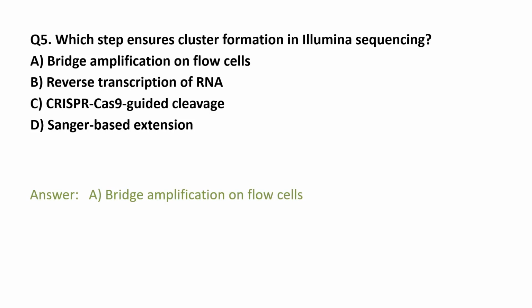So the answer is bridge amplification on flow cells. In Illumina sequencing, cluster formation is a critical step that ensures sufficient signal strength for sequencing. This cluster formation is achieved through bridge amplification, which occurs on the surface of the flow cells.